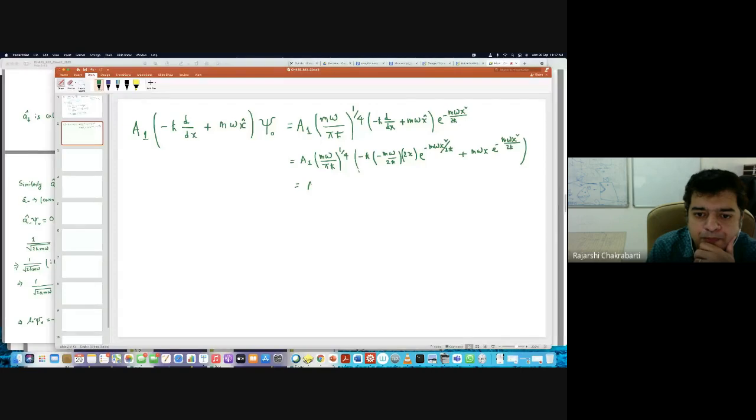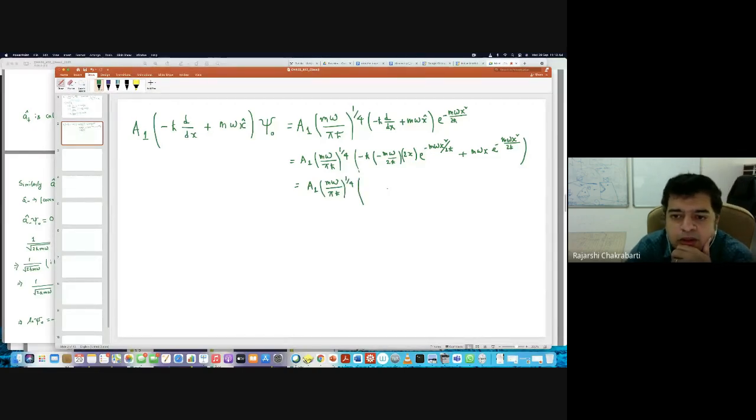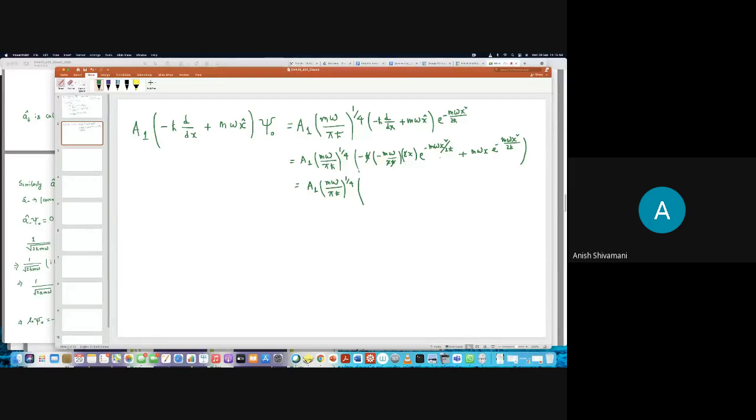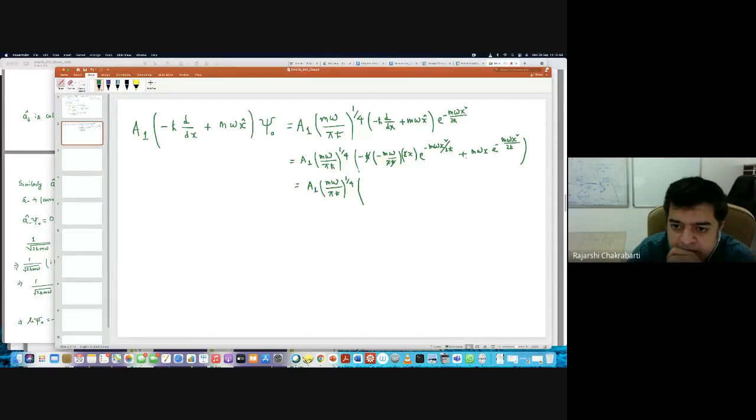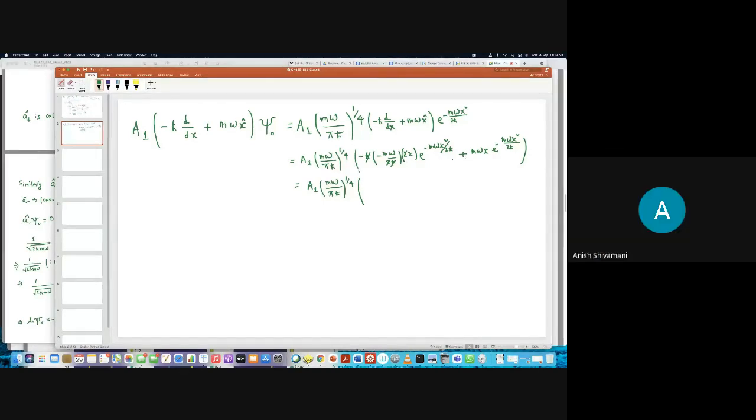So if I simplify it further, what I'm going to get, plus minus is plus, h cross will cancel, isn't it? This will give me what? 2 will cancel. This will give me what? m omega x times x e to the minus m omega x square. This also has what? m omega x. So twice of m omega.